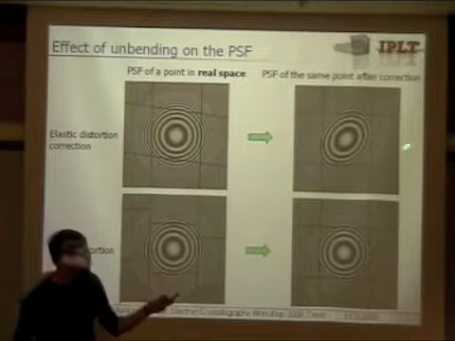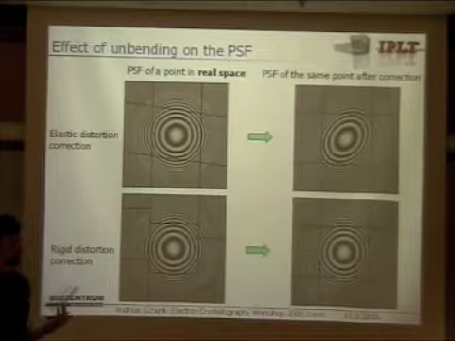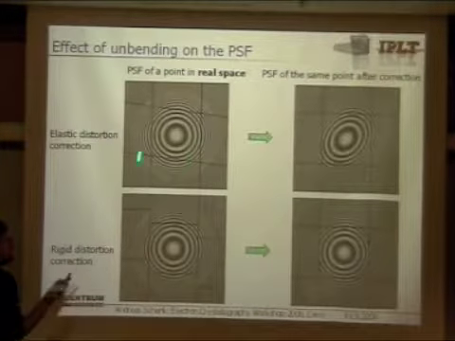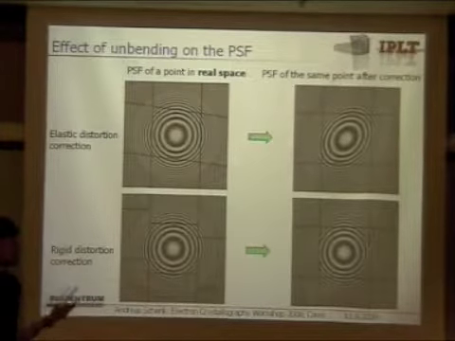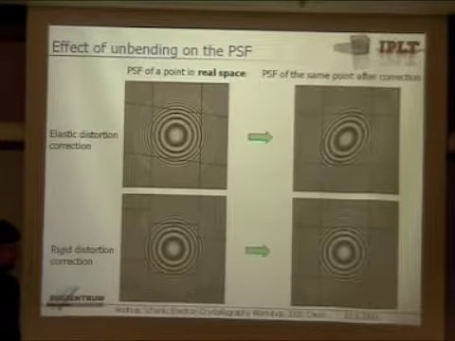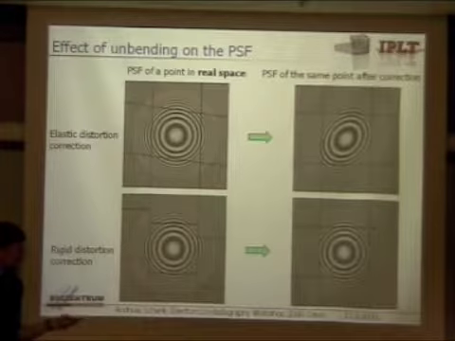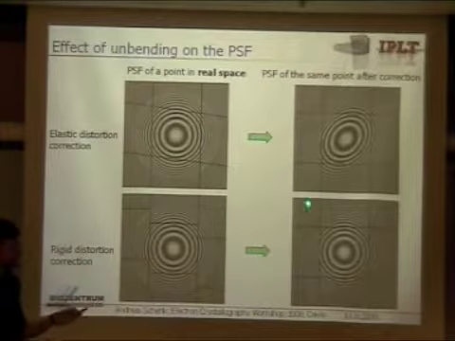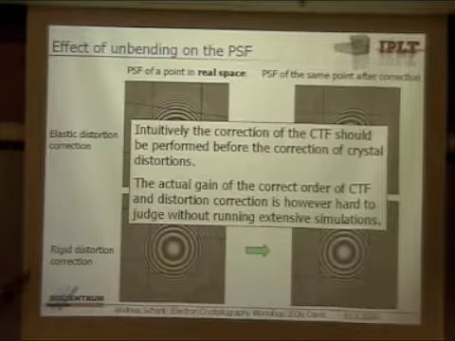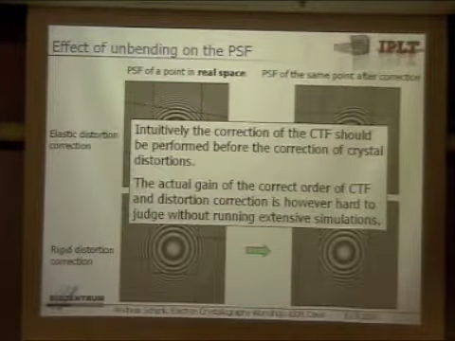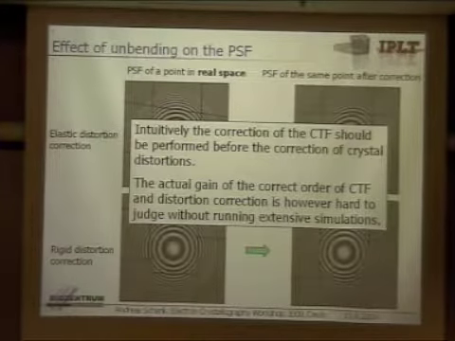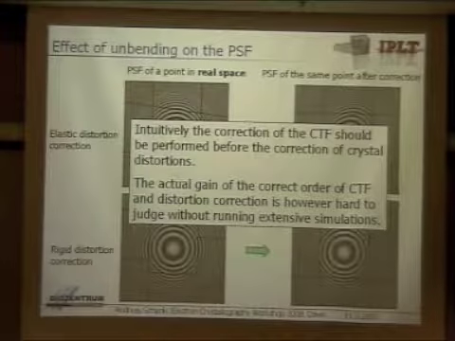What happens is you distort this point spread function, so it afterwards will not look the same as it was here. So if you do a CTF correction afterwards, you don't exactly correct what you have. Sure, in real examples, the shift is not that big. That's just to show you the effect, what is happening. So intuitively, the correction of the CTF should be performed before you correct for crystal distortions. Yet normally it's done the other way around because it's easier.